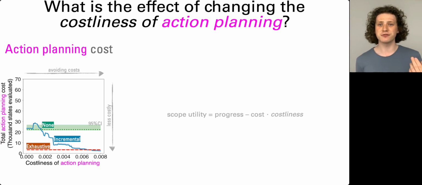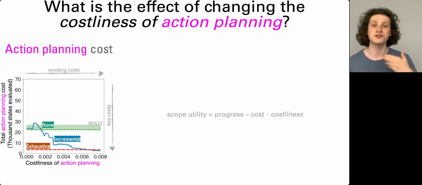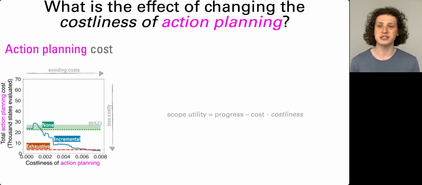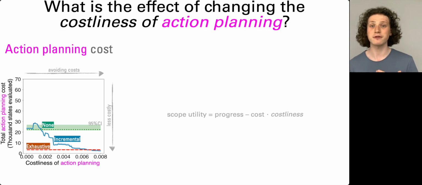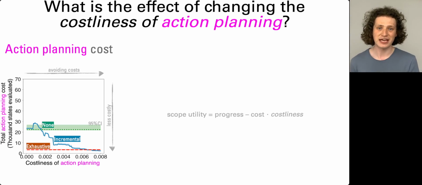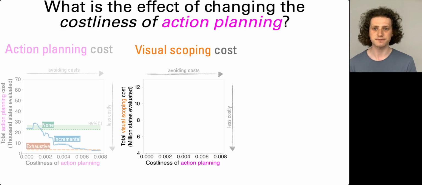Note that the no visual and exhaustive visual scoping planners both do not make this trade-off. The former because it doesn't use subgoals, and the latter because it always chooses the optimal sequence of subgoals anyway. That's why they're flat. So, the more difficult action planning is to the planner, the less of it it has to do by choosing easy to solve subgoals.